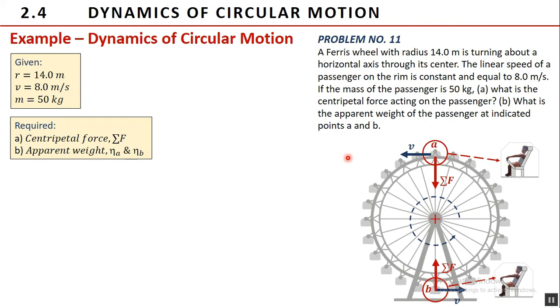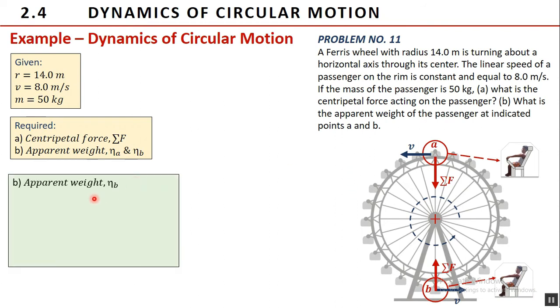Now, for the apparent weight of the passenger as he reaches the lowest position at point B, let us draw the free body diagram. So this is the y-axis. When the passenger is located at point B, the acceleration is towards the center, therefore it is upward. Hence, the positive y-axis is also upward, and the negative y-axis is downward.